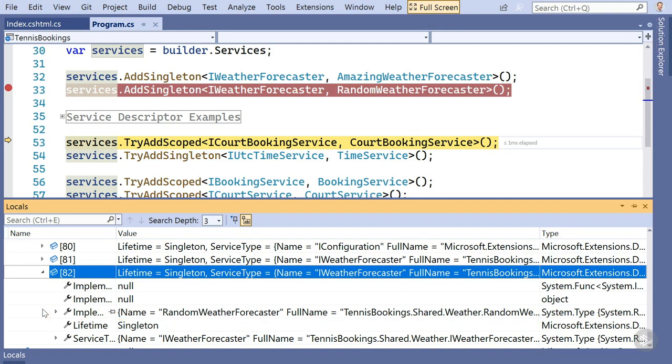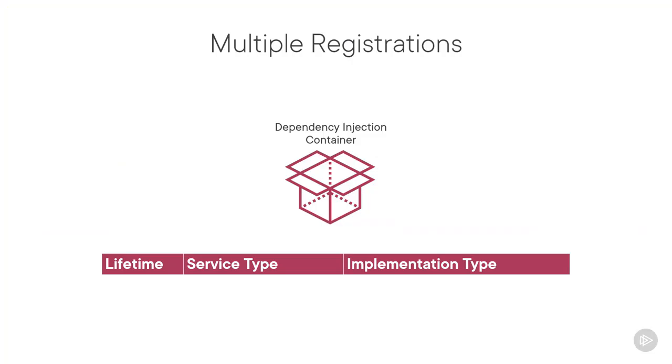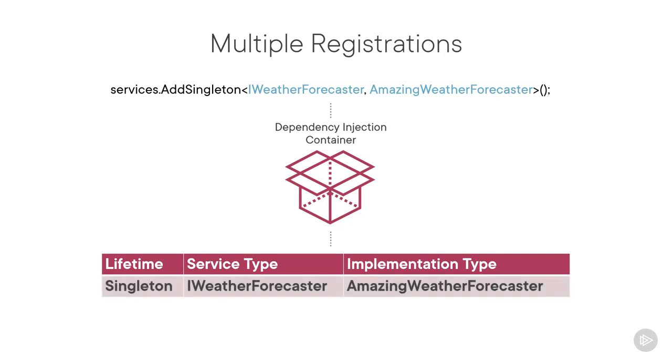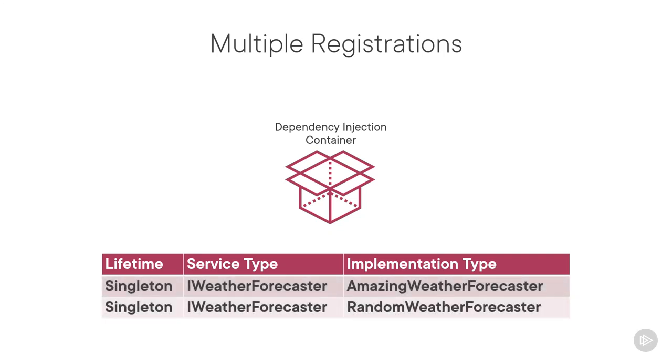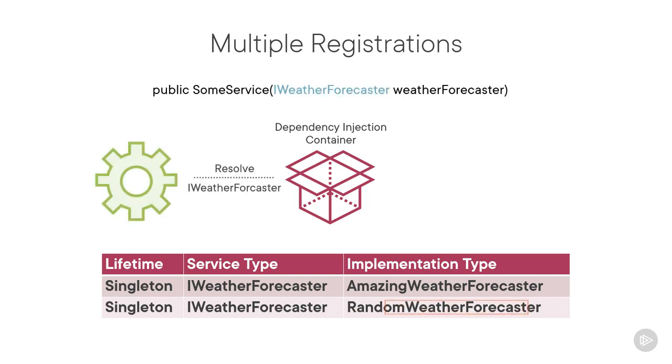Calling an Add method such as AddSingleton multiple times for the same interface results in multiple entries in the service collection. When a service depending on IWeatherForecaster is created, the dependency must be resolved from the container. The last registration into the container is assumed to be the preferred choice, and therefore an instance of its implementation type will be resolved.